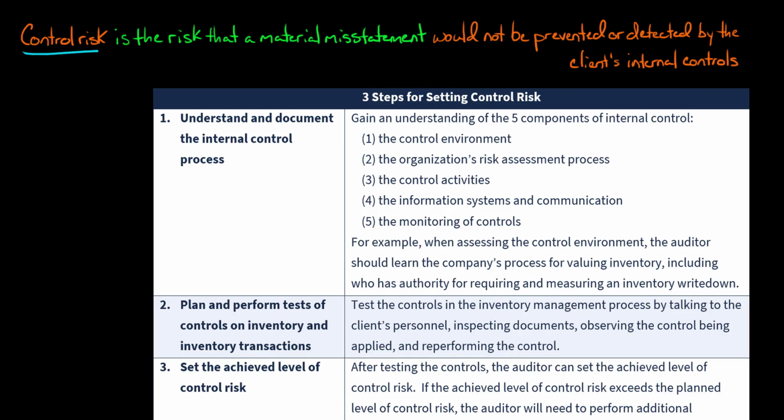Now, when we get to control risk, we've got a number of things going on. First, let's understand what we even mean when we're talking about control risk. Control risk is the idea that, let's say there was a material misstatement, it would not be prevented or detected. Detected means it was there, but the client caught it, figured it out, and addressed the situation. So would this not be prevented or detected by the client's internal control?